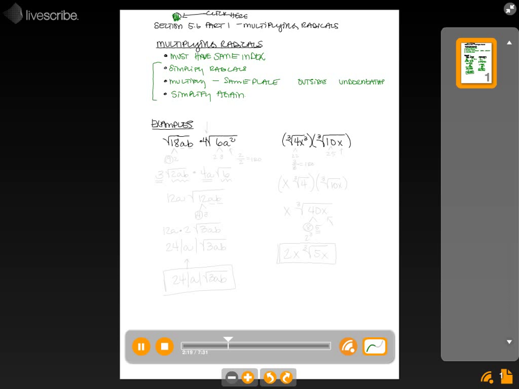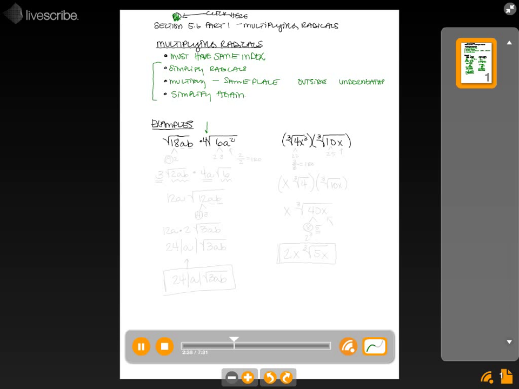We have two examples here. First example is the square root of 18ab times 4 times the square root of 6a squared. Now that's written a little odd. That 4 is out in front. It is not the index. So realize that is my mistake when I wrote the notes.